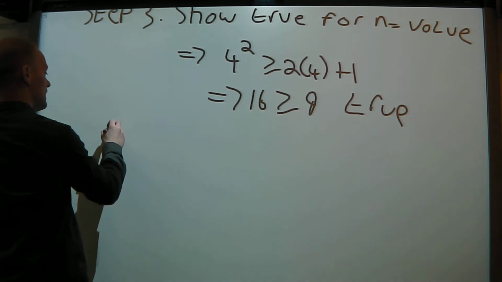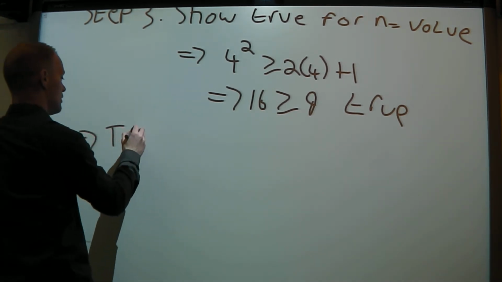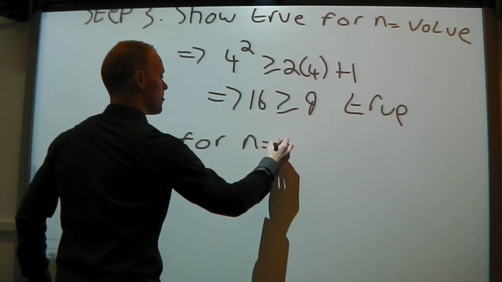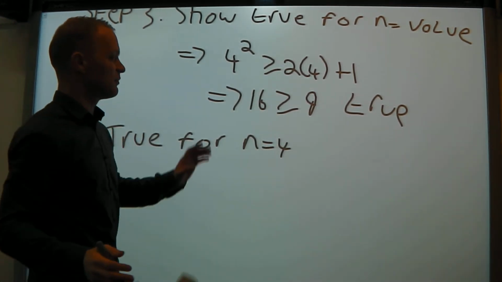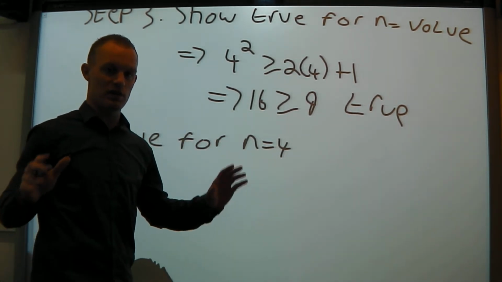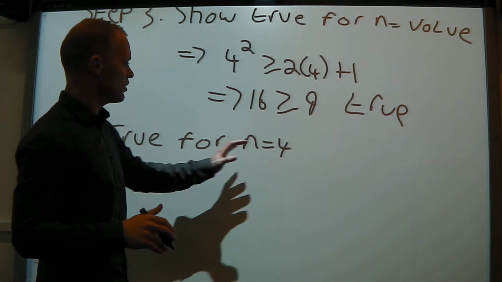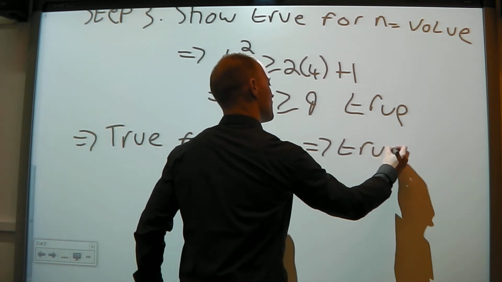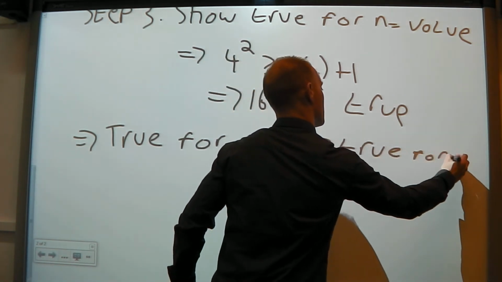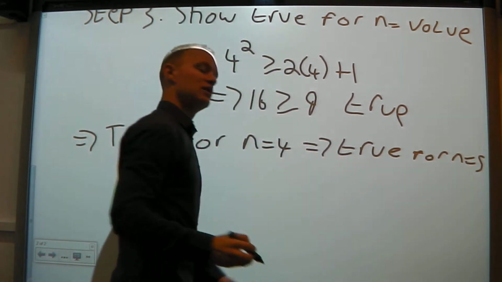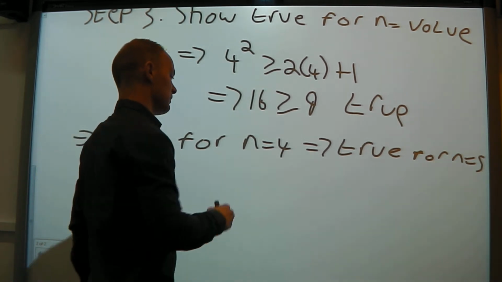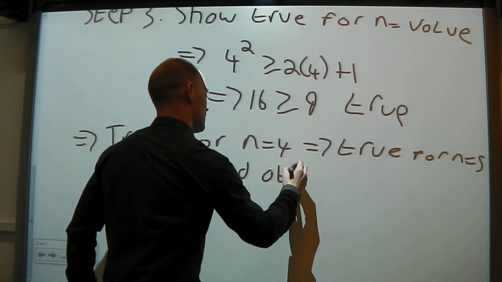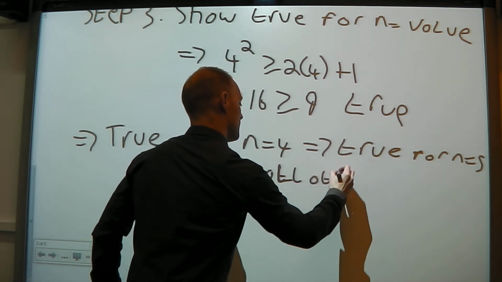Right, so that implies that it's true for n equal to 4. And therefore if we've proven that it's true for one term, it's true for the next term. So if it's true for n equal to 4, that implies it's true for n equal to 5, and so on and so forth. It's true for n equal to 5, it's true for n equal to 6, and all other values.